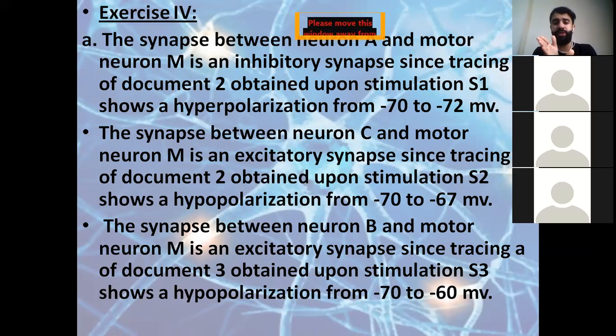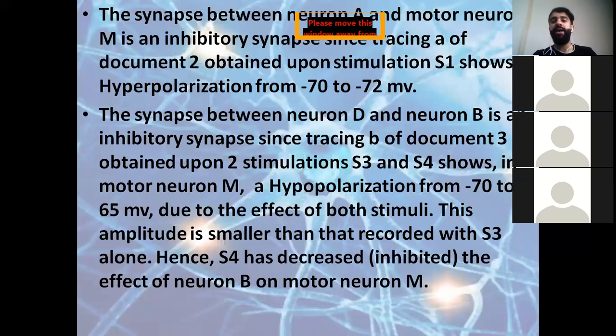However, the synapse between neuron C and the motor neuron M is excitatory. Why? Because we have an increase in the level of the membrane potential. We have hypopolarization, a decrease in the negativity after applying stimulation S2. Then the synapse between neuron B and motor neuron M: in document 3, tracing A, the stimulation, as I told you, you have to correct it. It's not S2, it's S3. So we have hypopolarization to minus 60, so here also it's excitatory. While the fourth one is inhibitory. Why? Because S1 shows a hyperpolarization also.